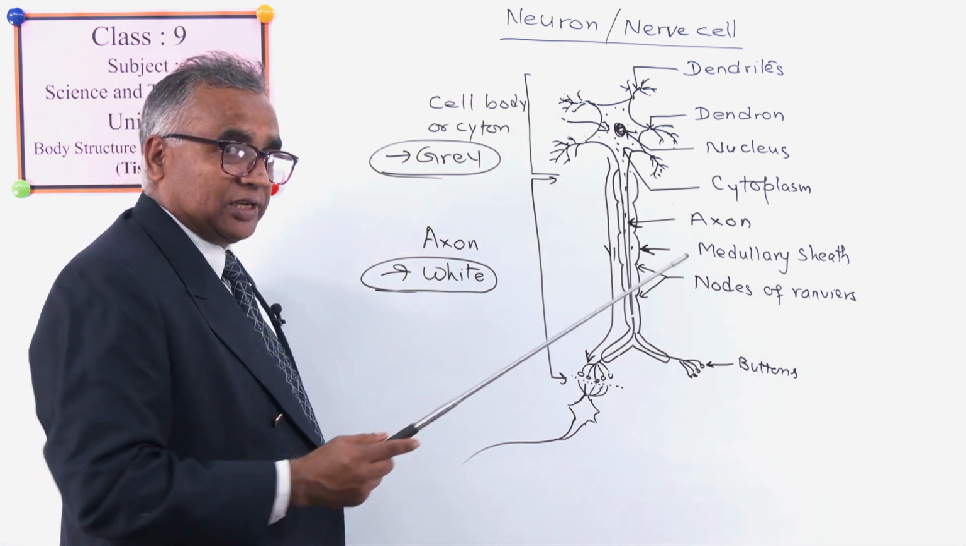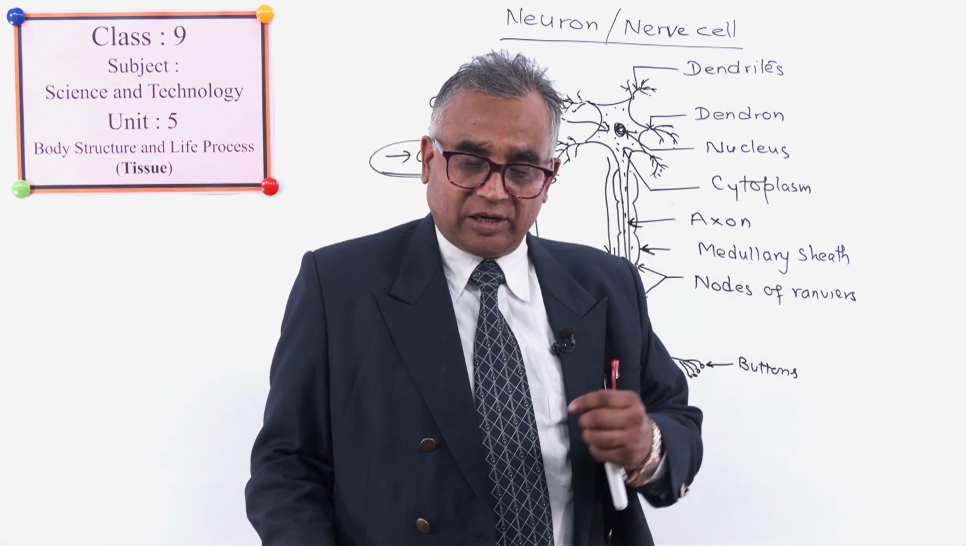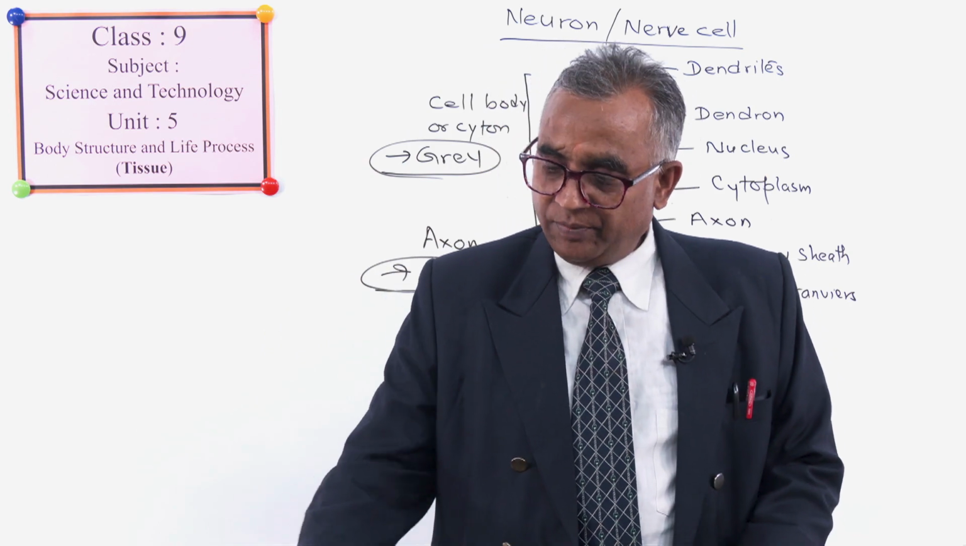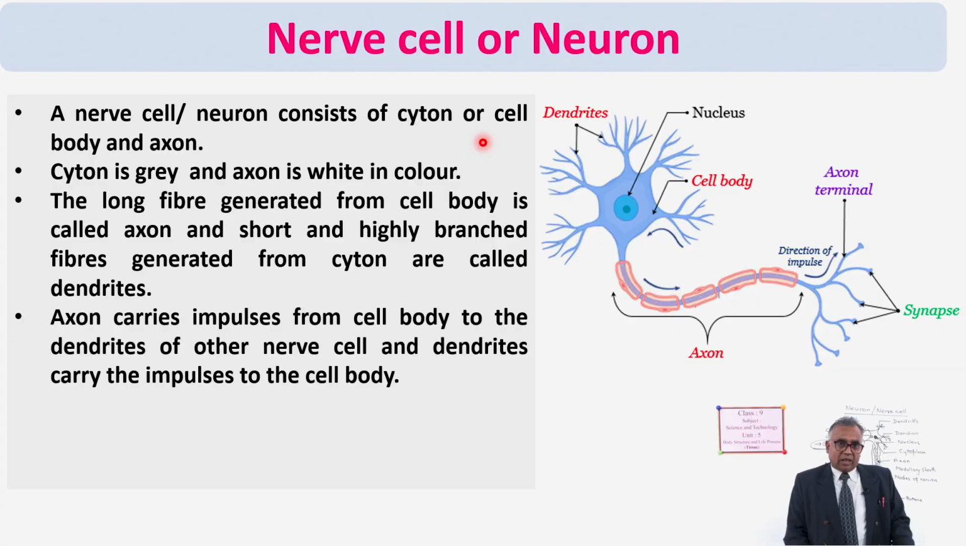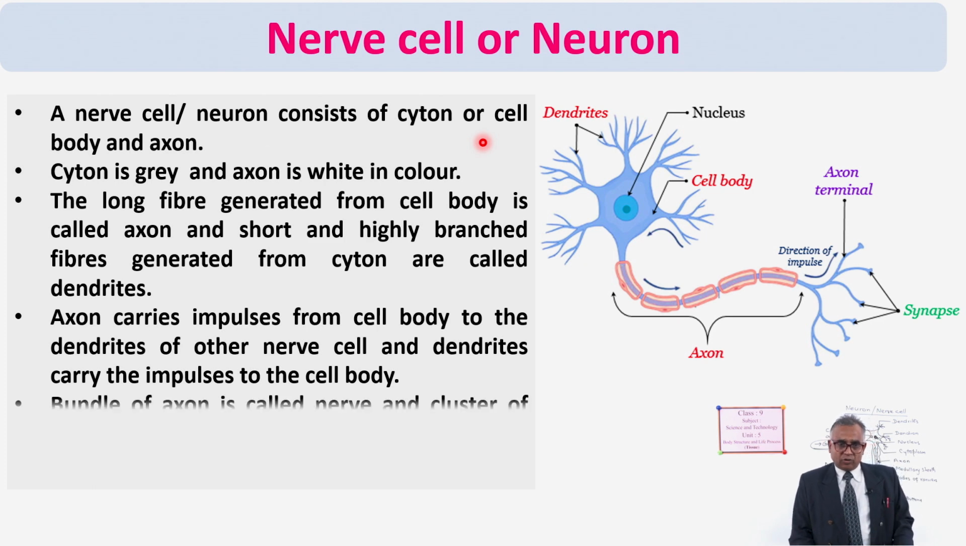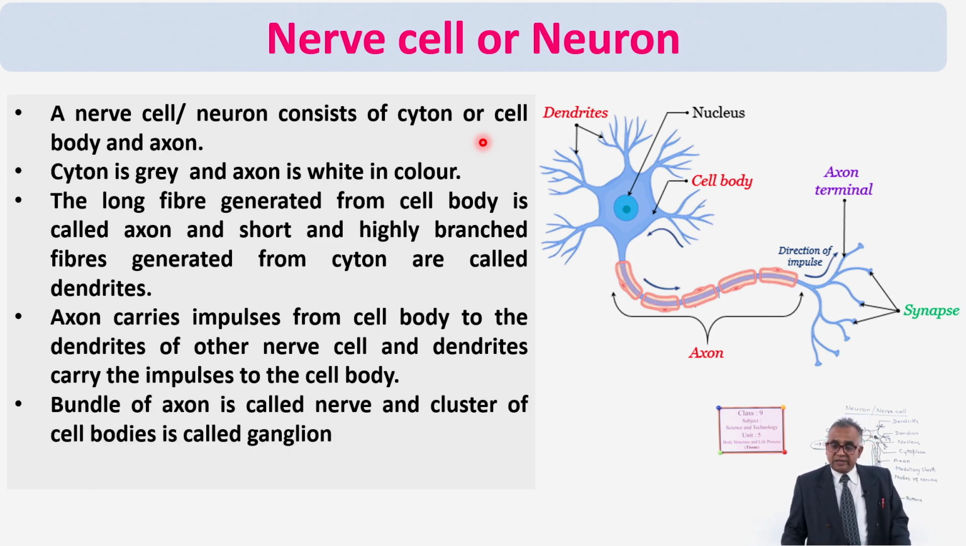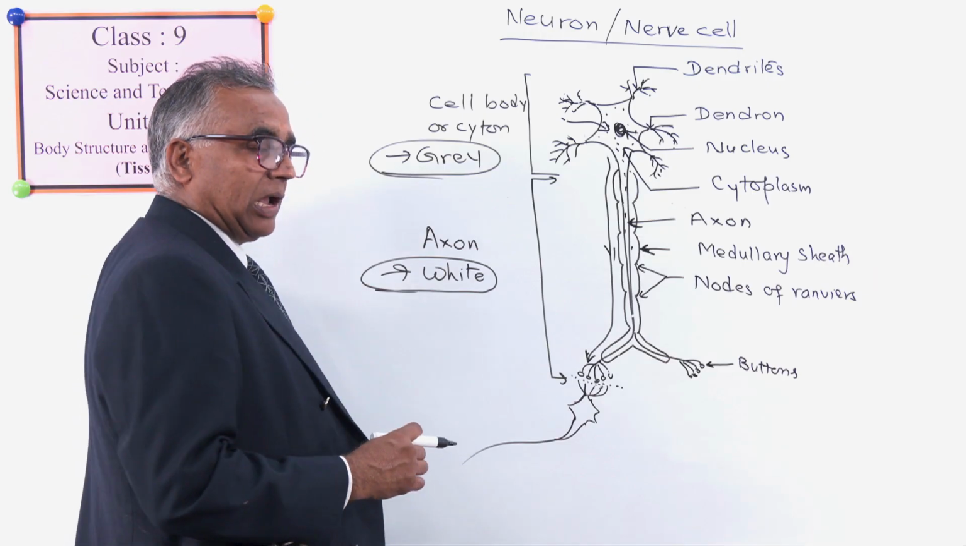So, the special function I told you. What is the function of dendrite and what is the function of axon? Now axon carries impulses from the cell body. Yes, already given. That is for your note. A bundle of axon is called a nerve. Look, another term is coined here. Nerve, ganglion.